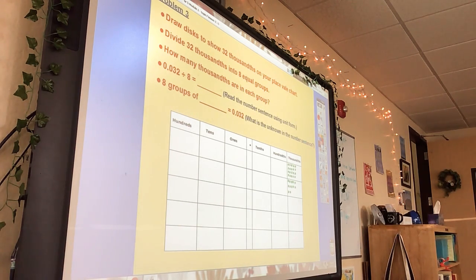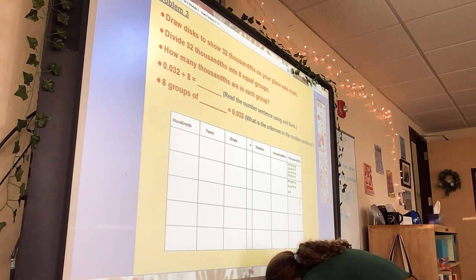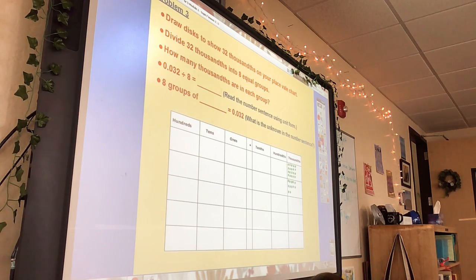I got 8 groups of 4. Me too. I got 4 groups of 8. Make sure you're using the unit when you're talking to each other. So not 8 groups of 4, but 4 what, right? Divide the thousandths into 8 equal groups. How many thousands are in each group? No, it's the same thing. How many thousands are in each group? 4. Okay, time's up.